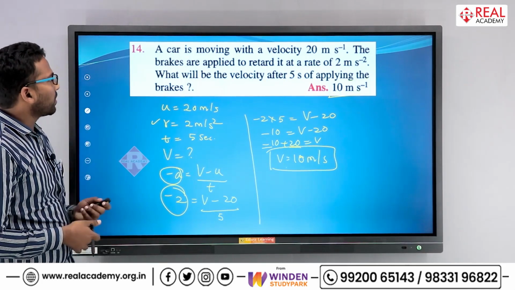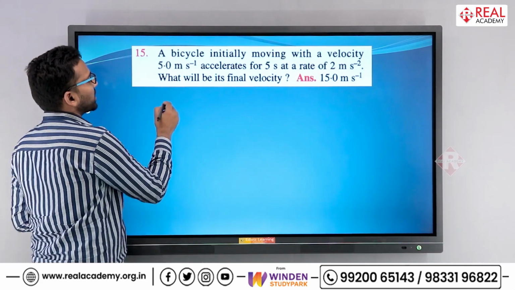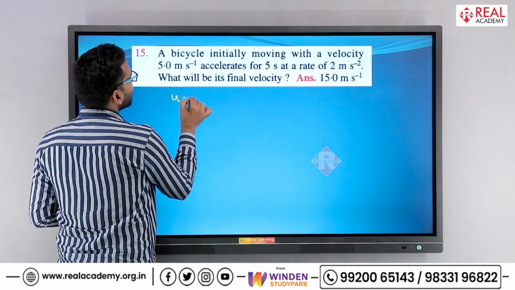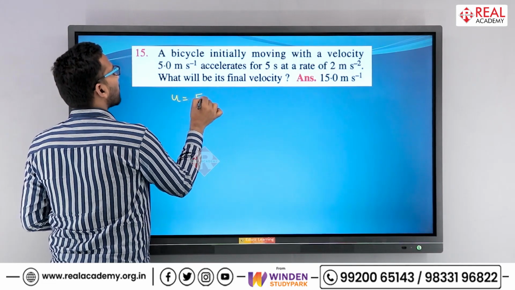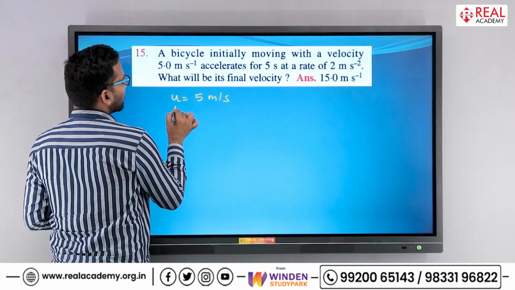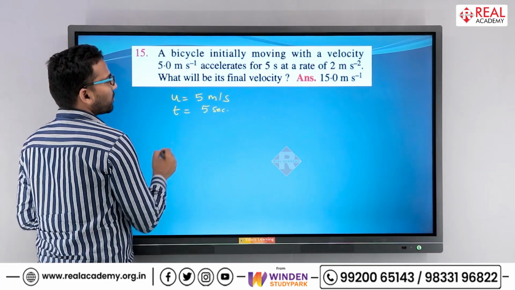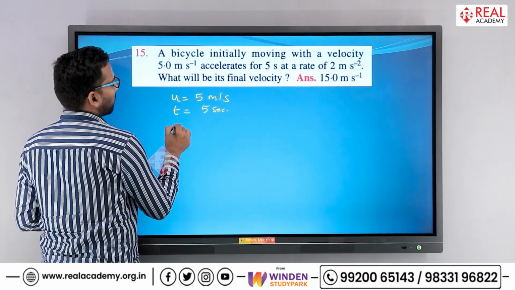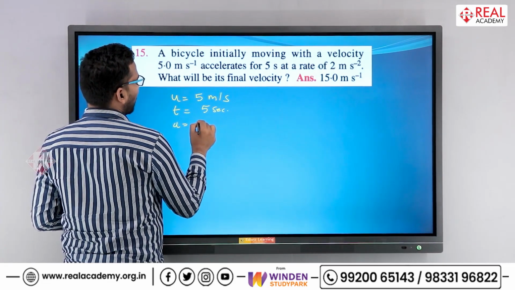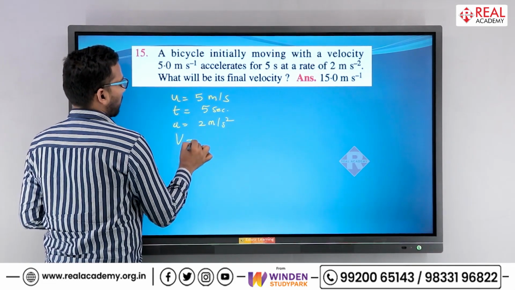Okay. Next sum. A bicycle initially moving with a velocity of 5 meter per second. So that is the initial velocity they have mentioned as 5 meter per second. Accelerates for 5 seconds. That is the value of t, 5 seconds. And at a rate of 2 meter per second. At a rate of 2 meter per second means acceleration is given, that is 2 meter per second square. What will be its final velocity?